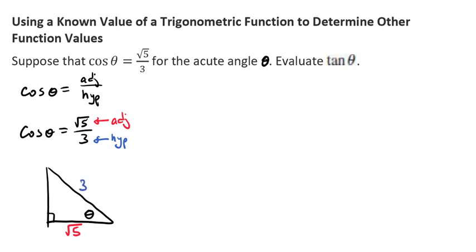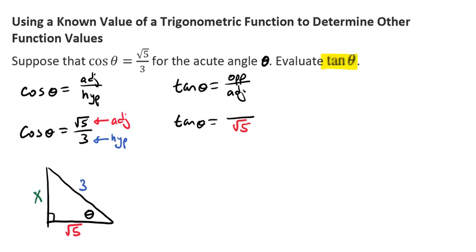Now we are looking for tangent of theta. So that's what we want, is tangent. Now tangent of theta is our opposite divided by our adjacent. So we already know that we have the adjacent side of radical 5, but we need to find our opposite side. And that opposite side is this value right here.